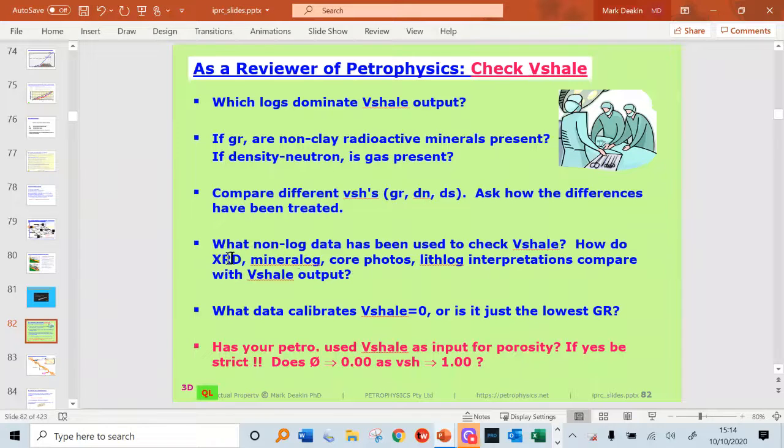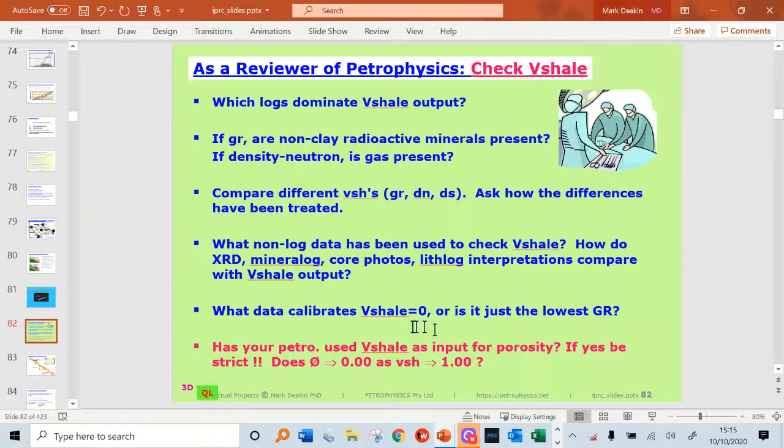Have you looked at XRD logs? Have you looked at mineral logs? Have you looked at core photographs? Have you looked at the good old mud logs, etc.? Can anything else help you to check on your output? Now, sadly, you probably will not have a proper quantitative check. It's almost impossible to get a proper quantitative check for vshale, but you can get some idea.